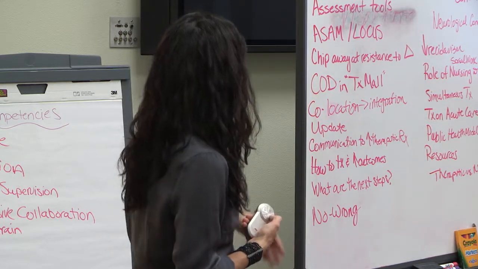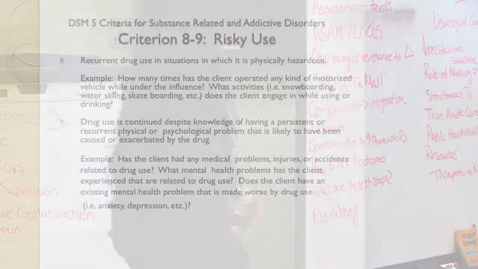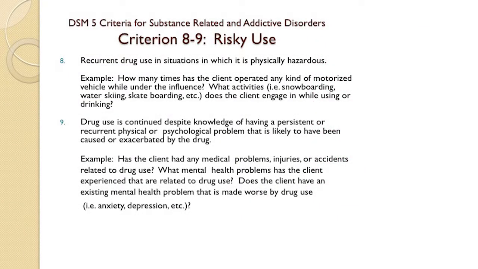Recurrent use in situations in which it is physically hazardous. So people are driving while intoxicated. Maybe they're going and picking their kids up from school while they're intoxicated or recovering from use. So taking a look at, are they engaging in risky activities while using? Even if they're working and they're driving heavy machinery, which is not unheard of.